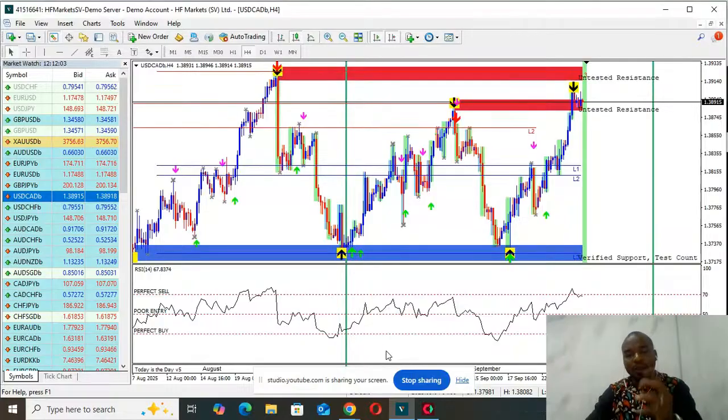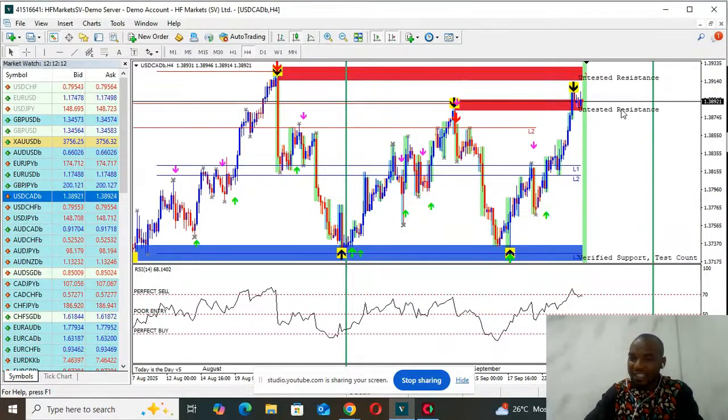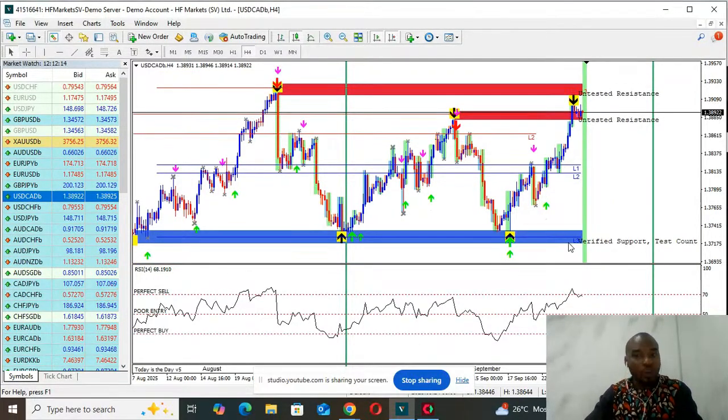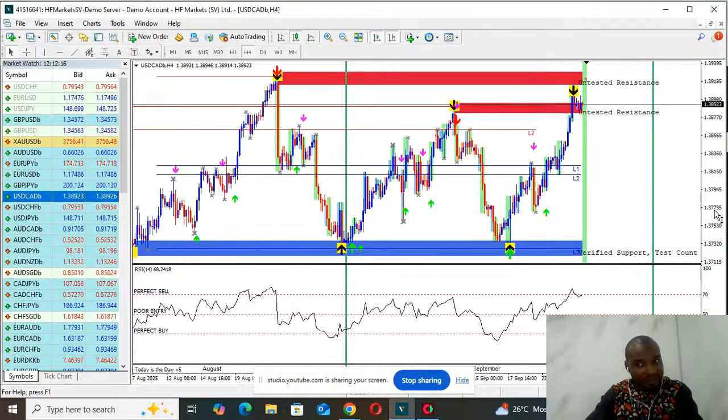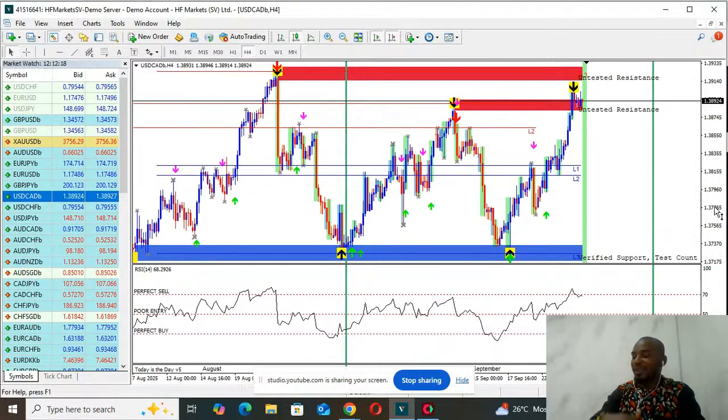So what are we looking for? You're looking for three things. One, market must be on a zone. Any of these zones, either the red one, which is called resistance, or the blue one, which is called what? Support. Right? I'm not telling you what is in my course, but it's fine. So you understand how it works.